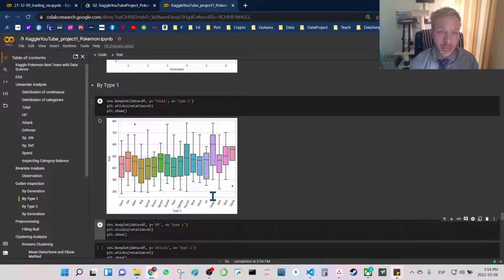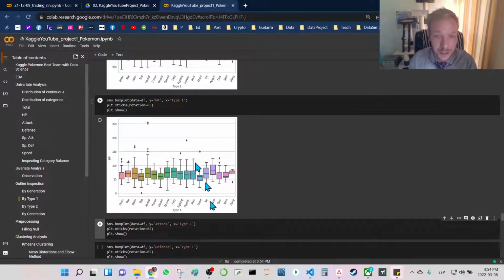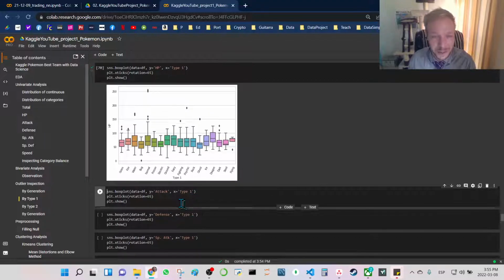We're going to look at the box plot again, now for type 1. We're going to do the same thing, just looking at it in terms of type 1. We can see that type 1 water has our positive outlier, and flying has a low outlier in terms of total points. Looking at type 1 in terms of HP, we see that normal has the highest outliers. I believe this Pokemon would be Snorlax. That was my favorite Pokemon as a kid, and that would be the outlier Pokemon.